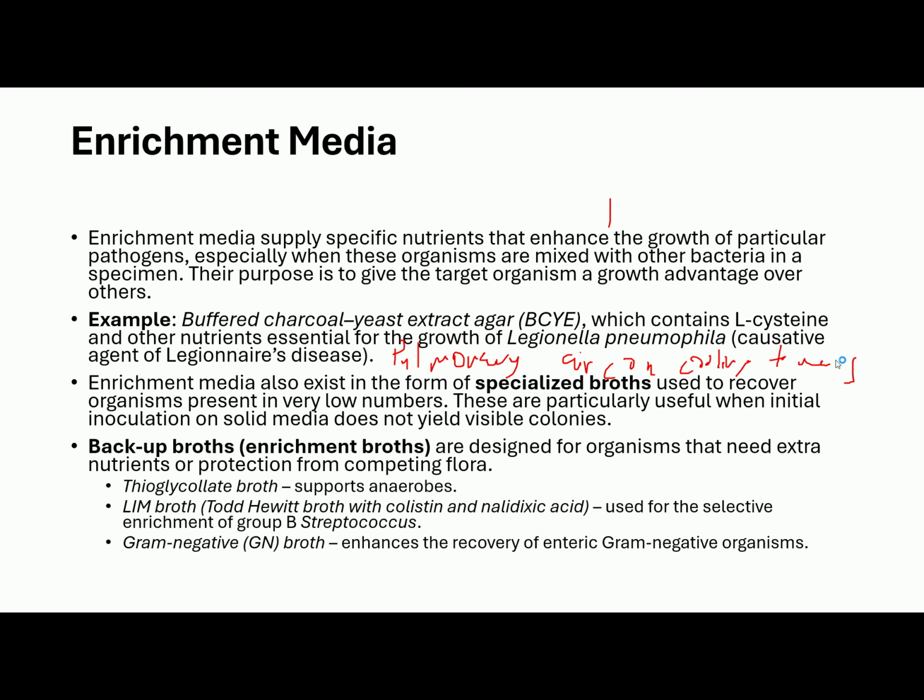Your enrichment media usually exists in the form of specialized broth, usually used to recover organisms in very low numbers. These are particularly useful when initial inoculation on solid media does not yield visible colonies. Examples of these are thioglycolate broth, which supports anaerobes, Lim broth, which is a Todd-Hewitt broth with colistin and nalidixic acid, used for the selective enrichment of group B Streptococcus. And there's also the GN broth, or the gram-negative broth, which enhances the recovery of enteric gram-negative bacteria.